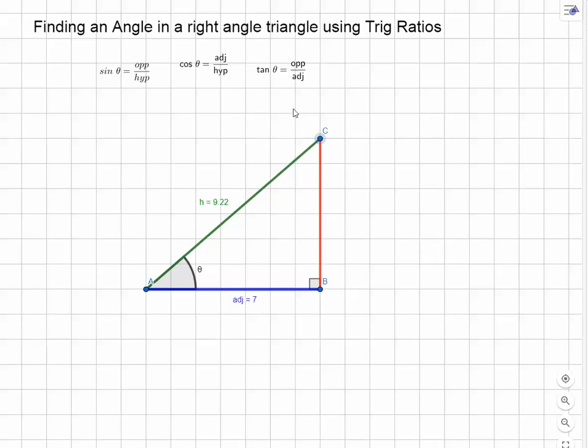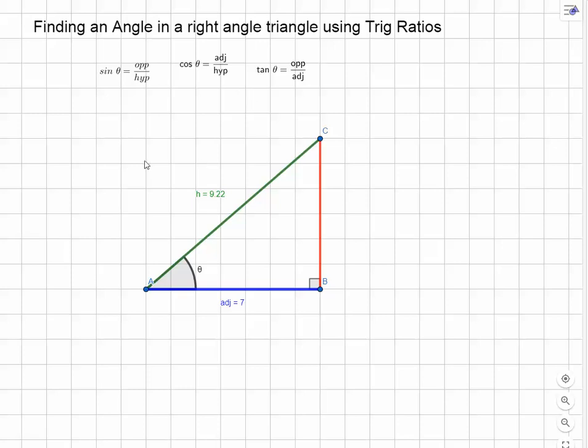Now when you look at this triangle, the only sides we have are the adjacent length. So here's the angle theta. We have the two sides next to theta. One of those will always be the hypotenuse, and the other we call the adjacent. So which ratio are we going to use? Let you think about it for a second.